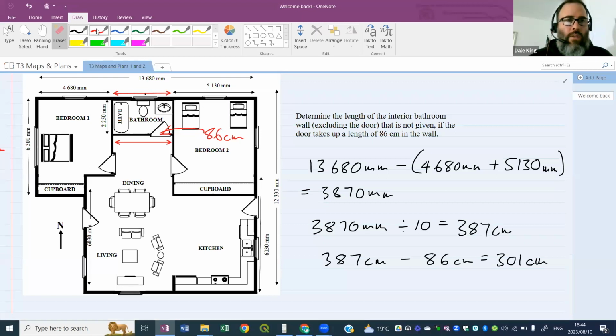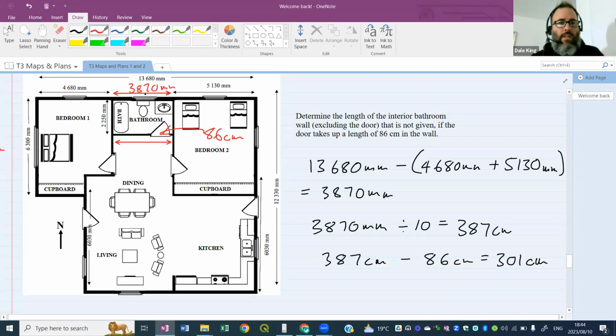That left us with 3870 in the middle. Then we took that 3870, but first converted it down to centimeters because I said I wanted this in centimeters. So we divide by 10, and we get 387 centimeters. Then we have to remove the door, because the question says to determine the length of the interior bathroom wall, excluding the door. So that's why we minus the door, and that gives us an answer of 301.